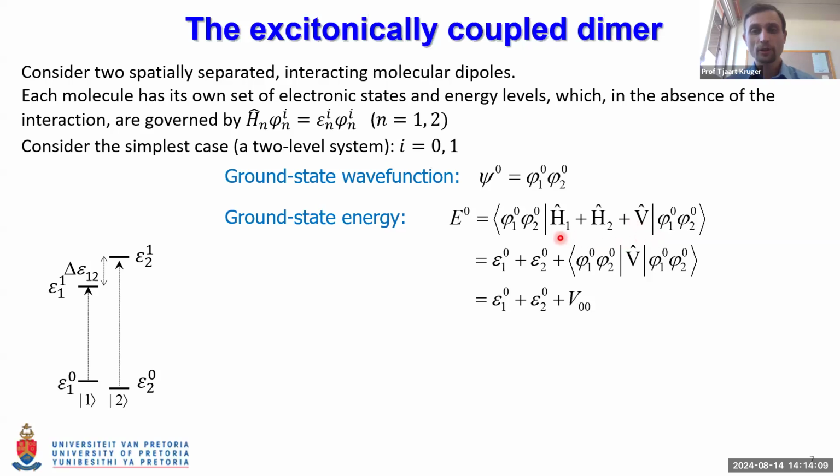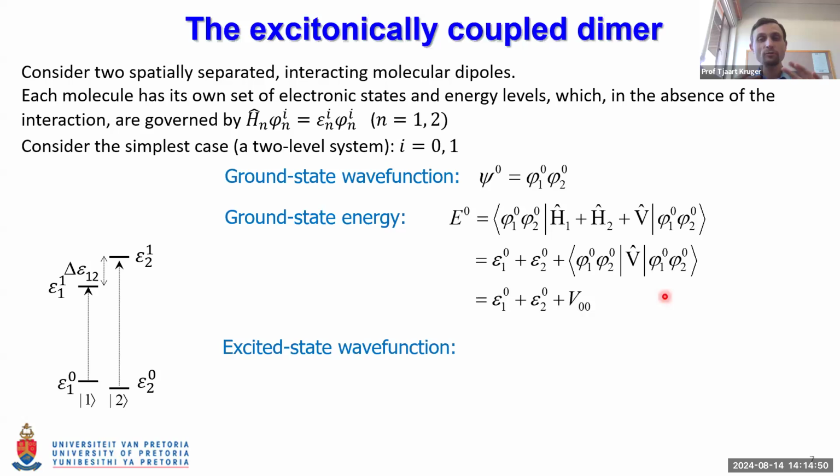Okay, so the first Hamiltonian, well, it's basically the expectation value in the ground state, so that gives us the ground state energy of molecule 1. The expectation value of the second Hamiltonian gives us the ground state energy of molecule 2, and then we have this interaction term. Okay, so we use a notation V00, which means that, well, in most cases this V00 is not 0, which means that the ground state energy of our dimer is shifted with respect to the energy of our two individual molecules.